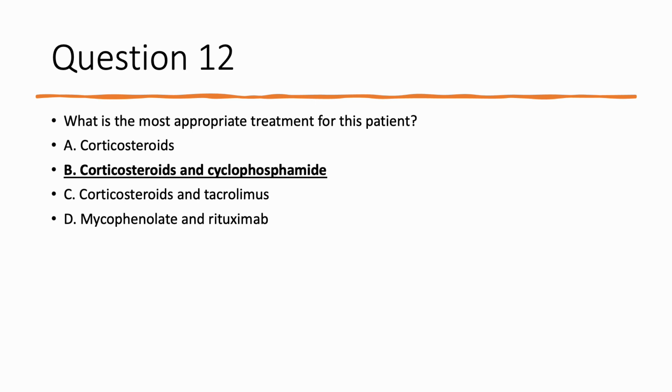The correct answer in this patient is corticosteroids and cyclophosphamide. Why is that? Corticosteroids are not enough. Corticosteroids and tacrolimus also is not enough, and this is not an appropriate treatment for microscopic polyangiitis or for granulomatosis with polyangiitis. Rituximab with corticosteroids is appropriate, so you can go with corticosteroids and cyclophosphamide or corticosteroids and rituximab, but mycophenolate and rituximab doesn't make any sense. So this is why the correct answer is corticosteroids and cyclophosphamide.